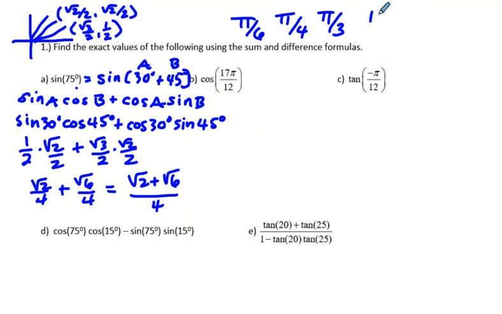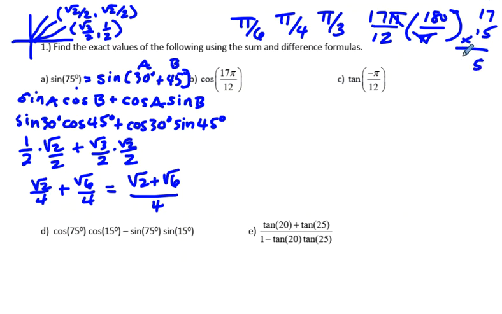So we would do 17 pi over 12 and do the conversion 180 degrees over pi. Your pi's cancel. So 180 divided by 12 is 15, so you have 17 times 15. Remember this is going to be without a calculator, so you need to be able to do that multiplication. And what do we get? 255 degrees. Okay, so what we're trying to find here is the cosine of 255 degrees.